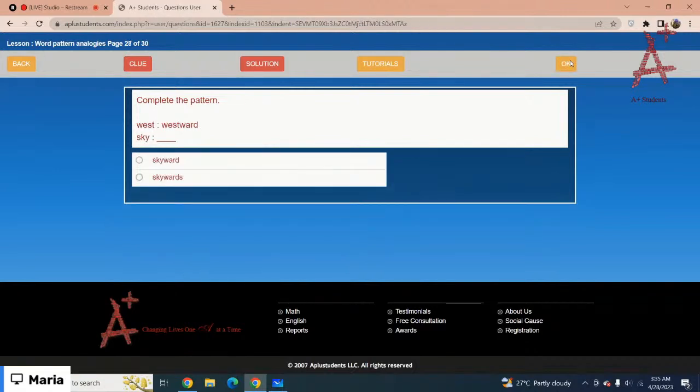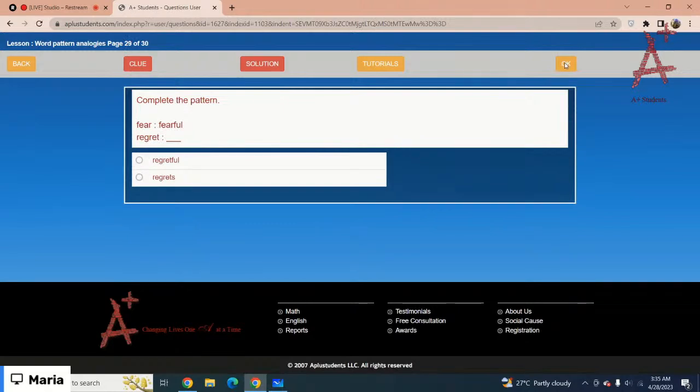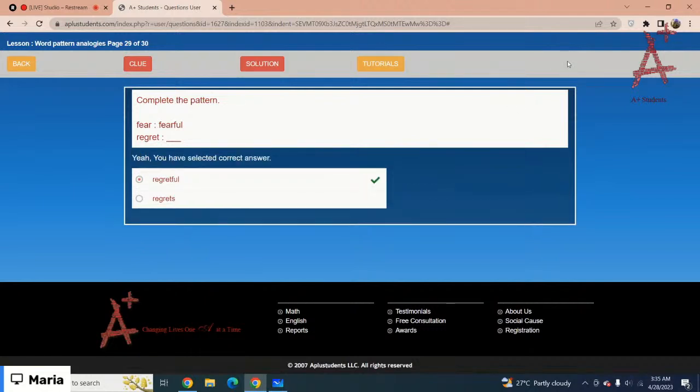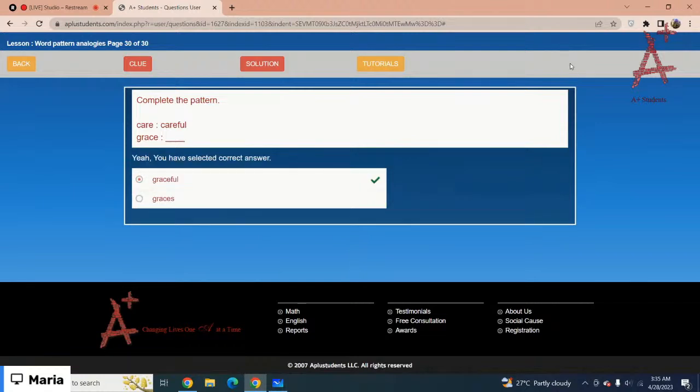West, westward, sky. Yes, that is skyward. Fear, fearful. Regret. Yes, that is regretful. Care, careful, grace. Yes, that is graceful. Okay, we are done with the lesson.